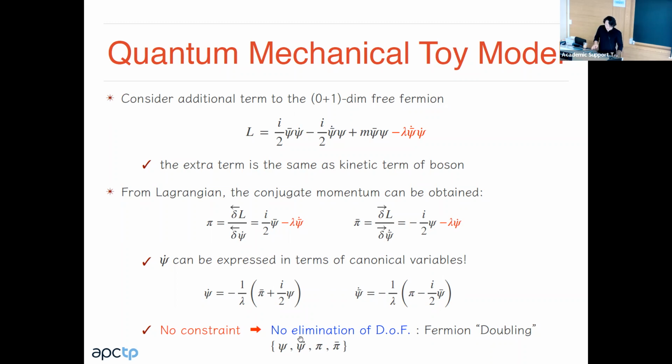But in this system, this is really similar to a scalar field or boson, so that you can express psi dot in terms of other phase space variables. So that means there is no constraint. And like a scalar field, now this four field becomes the phase space variable. So that means it's doubling, but it's not related to doubling in the lattice.